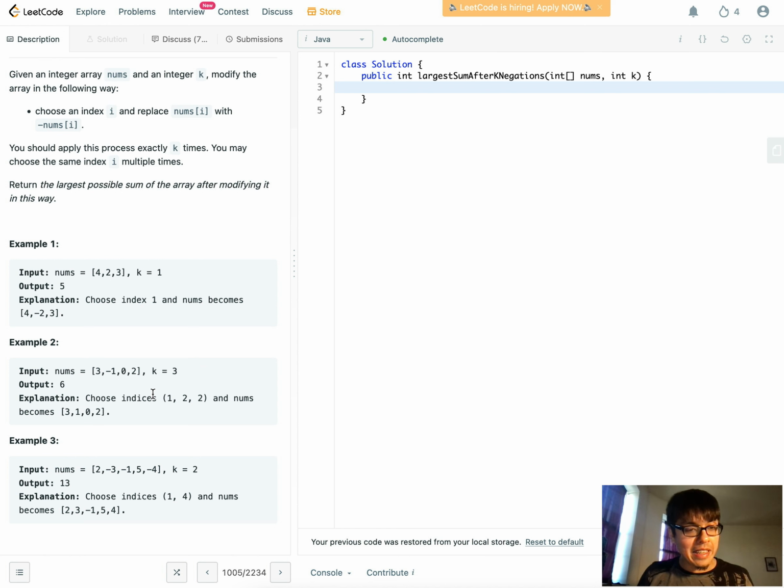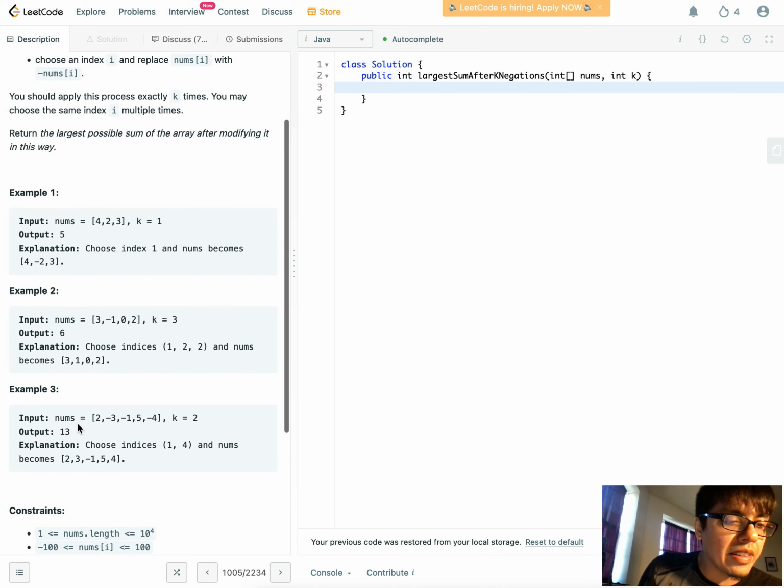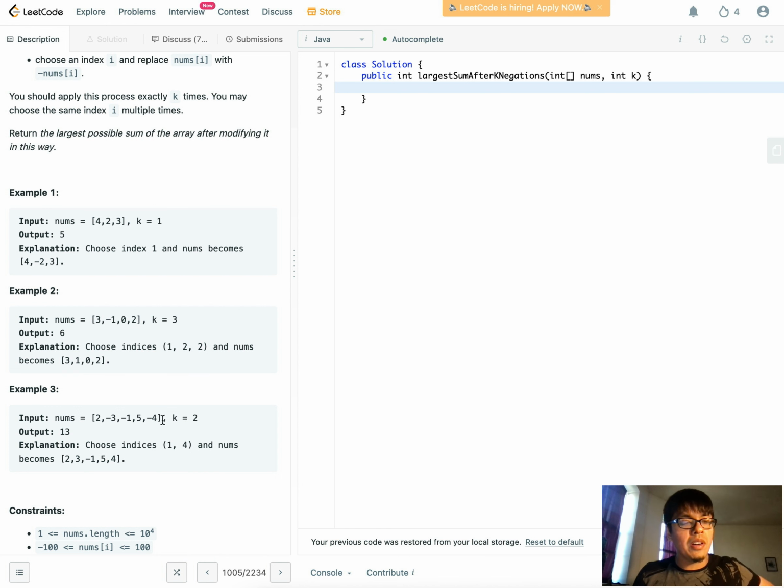So how did we know how to negate? How did we know that we had to repeatedly negate this multiple times? This is where the problem starts to get a little tricky. The next array is nums of 2, negative 3, negative 1, 5, negative 4, and k equals 2. So 2 negations available to us. Choose indices 1 and 4. Index 1 is negative 3, index 4 is negative 4. We negate them, and we get 3 and 4, and then the sum is 2 plus 3 plus negative 1 plus 5 plus 4, which is 13.